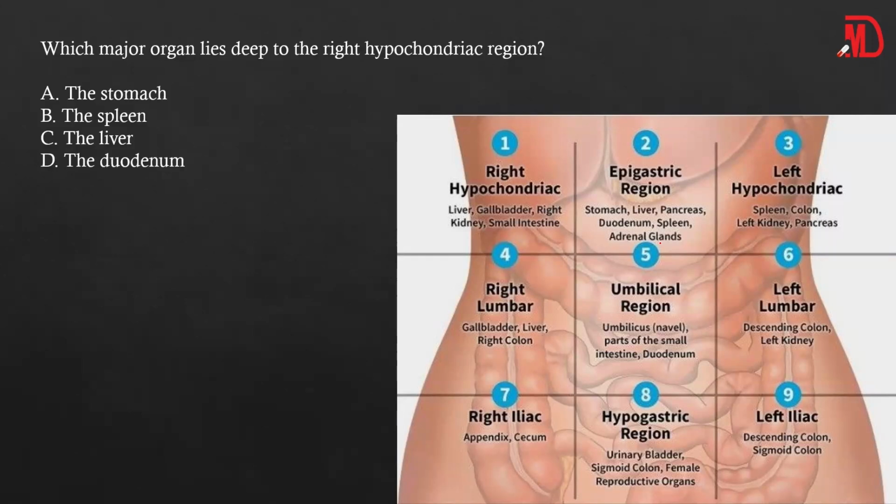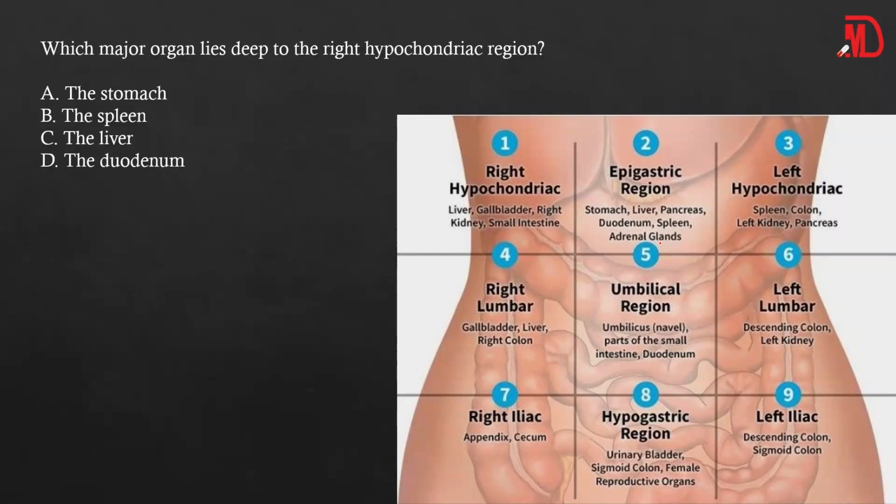So from the diagram, region 1 refers to the right hypochondriac region. Region 2 is the epigastric region. Region 3 is the left hypochondriac region. 4 refers to the right lumbar region. The 5th is the umbilical region. The 6th is the left lumbar region. The 7th is the right iliac region. Then we have the hypogastric region and the left iliac region.